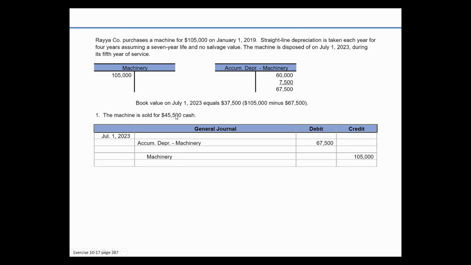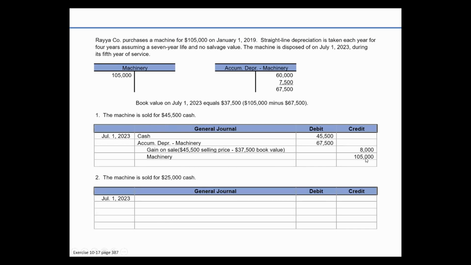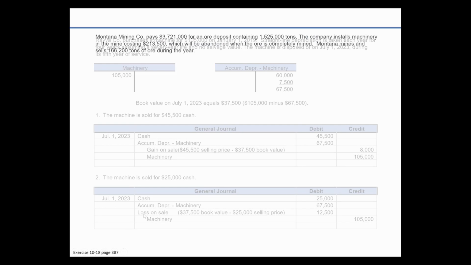And if it was sold for $45,500 cash, they receive cash debit 45,500, debit to the accumulated depreciation 67,500. The gain on the sale is 8,000, and then the cost of the machinery was 105,000 credit. But if they sold it for 25,000, they had a loss on the sale. So they received cash debit 25,000, accumulated depreciation machinery 67,500, loss on sale, so 35,500 book value minus $25,000 selling price is 12,500.